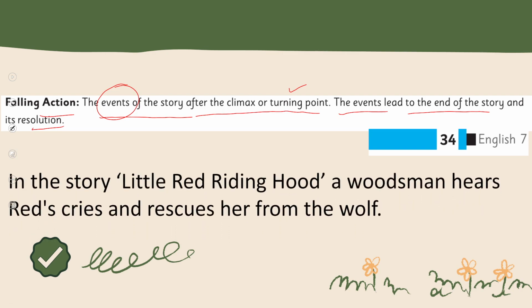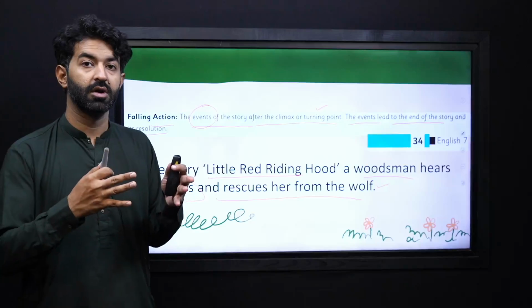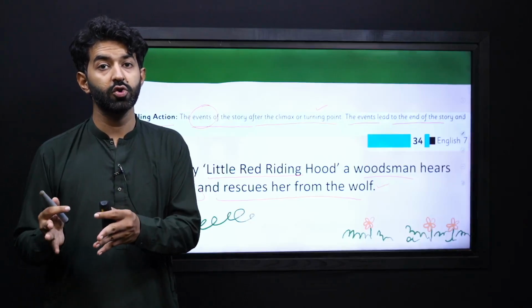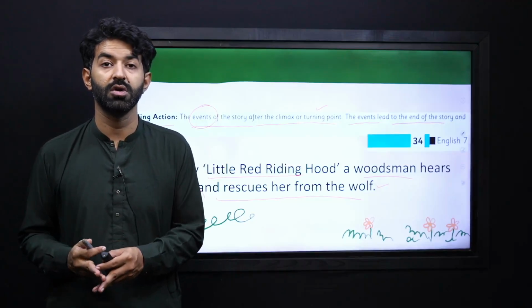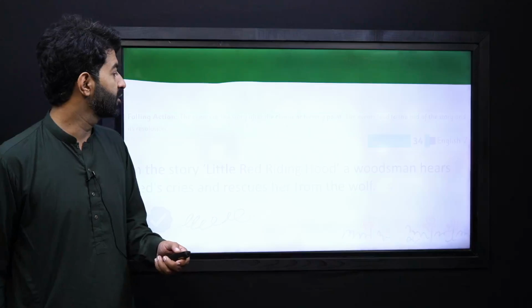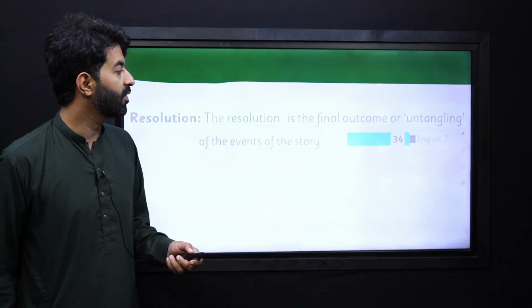And if you have read the story Little Red Riding Hood, a woodsman hears Red's cries and rescues her from the wolf. So this is where the story takes its events to the resolution, and the action starts to fall down, and the story is coming to the resolution. So falling action is also a very important part of the plot development.